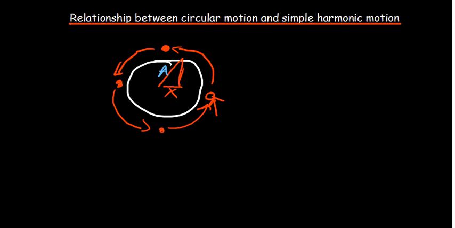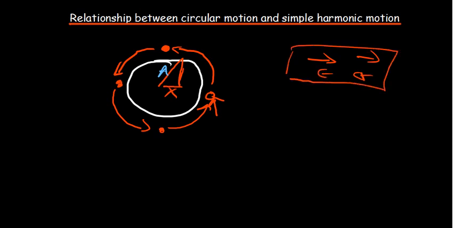Therefore we can say it goes there, it goes there, it comes back, and it brings us back to simple harmonic motion. So we want to see the relationship between the simple harmonic motion and the circular motion. If we understand this point very well, then we are going to solve the questions. So there we go, let's start.